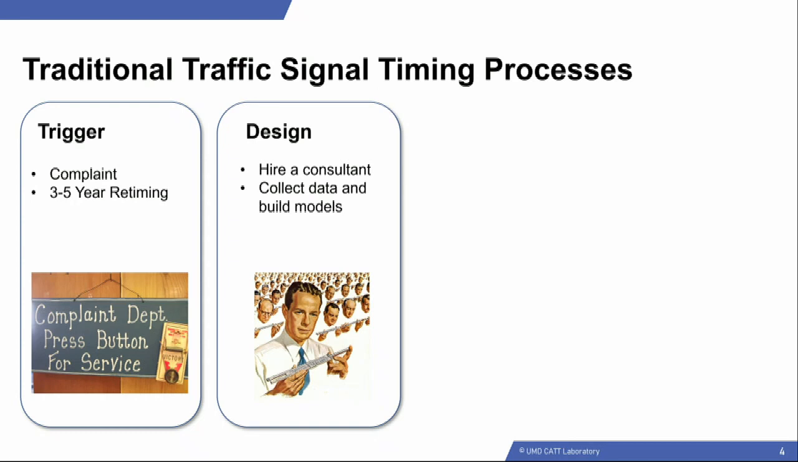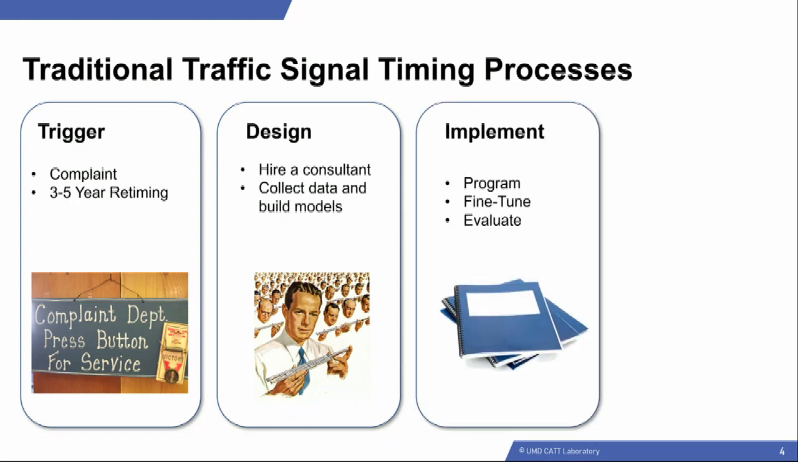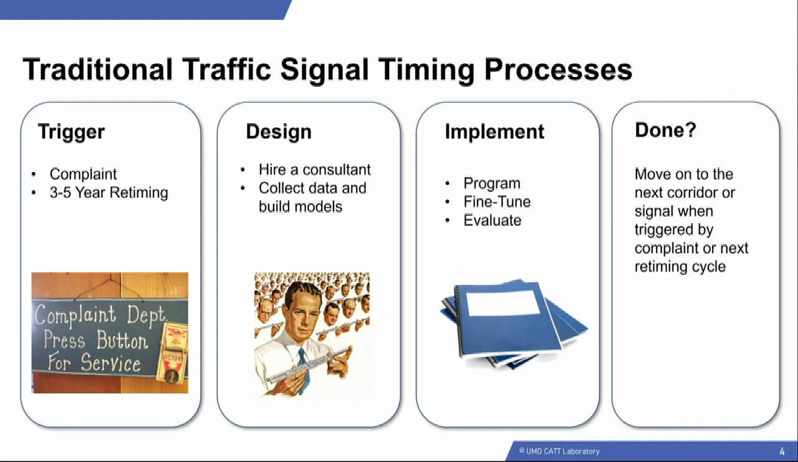Bring the designers in, we'll hire a consultant, let's do turning movement counts, let's collect data, let's stick them into the Synchro model, model all the scenarios, figure out what the traffic signal timing should be. We'll go ahead and implement those. We'll send those out, put those into the controller, send some people out in the field, do some floating car runs, fine-tune those, come up with a nice report, hand that over to the client, and then we're done, right? We can just sit around and wait for another 5 years and hope nothing happens, right?